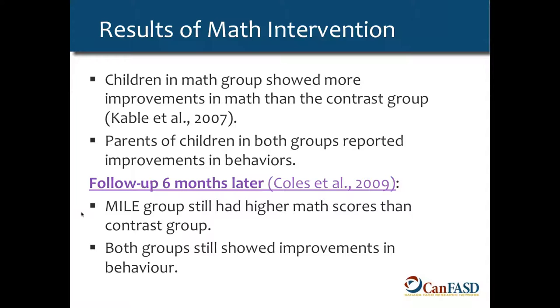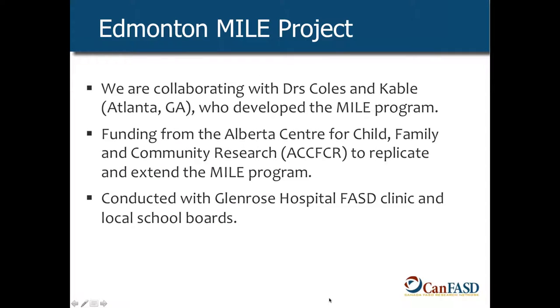And then when they looked at the children 6 months later, the MILE group still had higher math scores than the control group, which is really important, showing that they still are doing better in math. And both groups still actually had their improvements in behavior. So this is a very positive study showing that this type of intervention can improve math skills in children with FASD. We're actually taking the study and replicating and extending it.